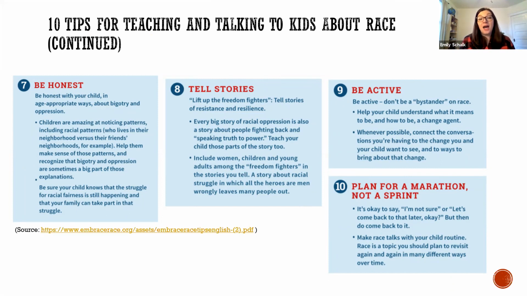Number 8 is to tell stories of resistance and resilience. 9 is to be active. Whenever possible, connect the conversations you're having to the change you and your child want to see. And then number 10, I think, is the most important: this is a marathon, not a sprint.